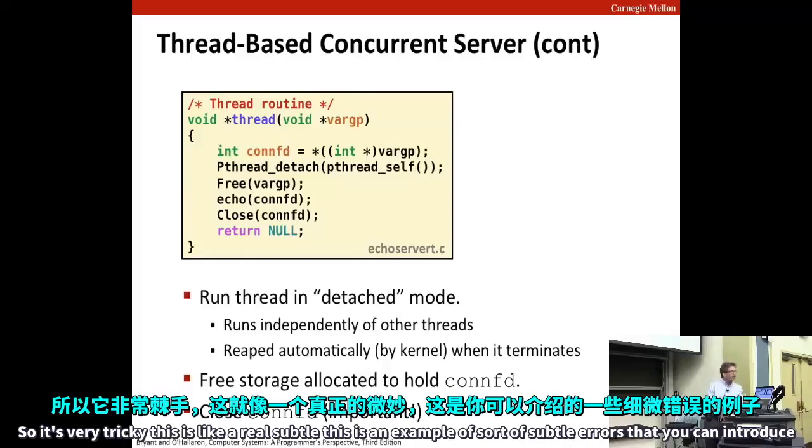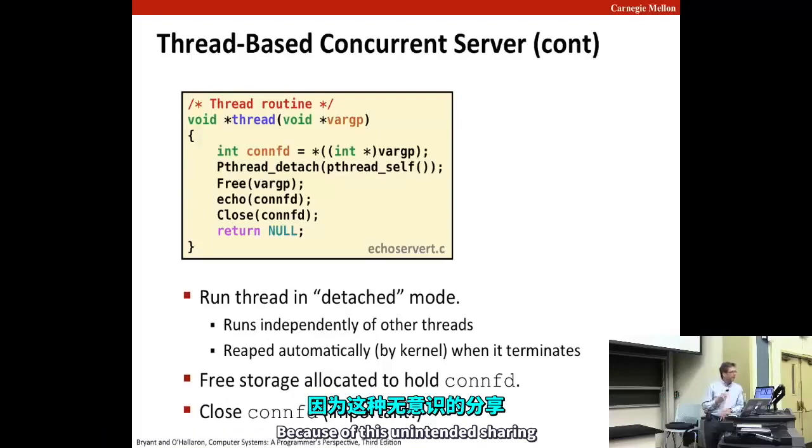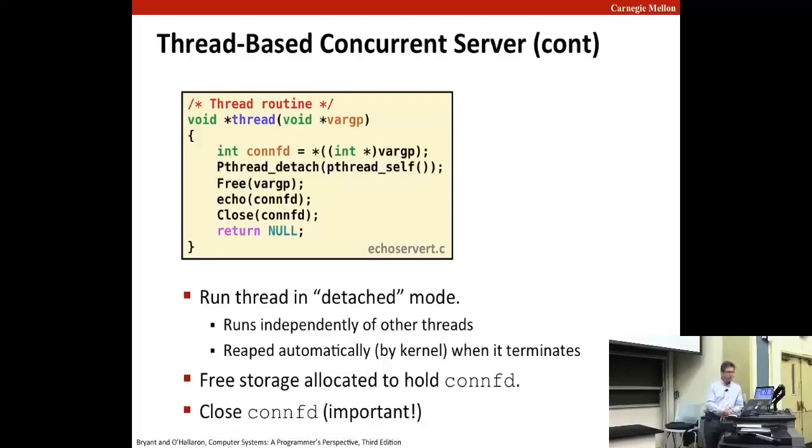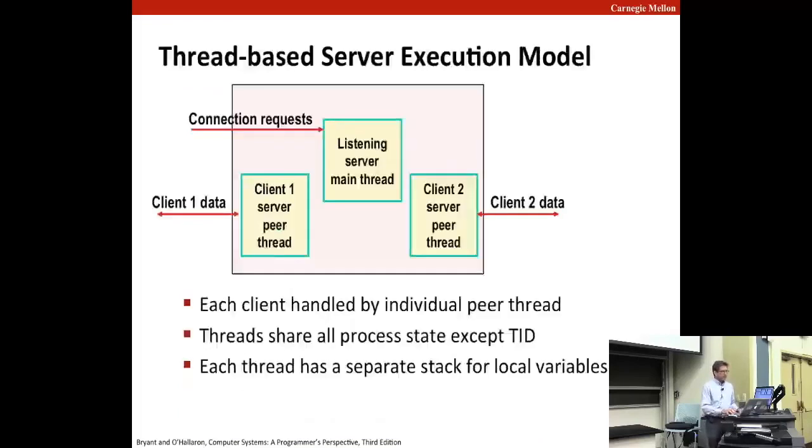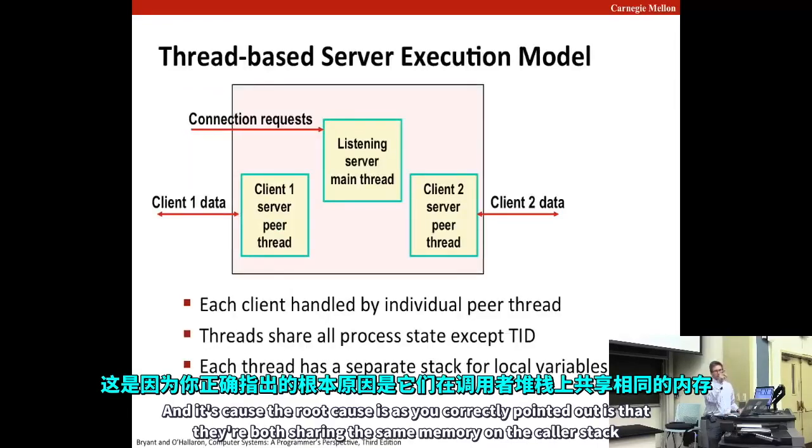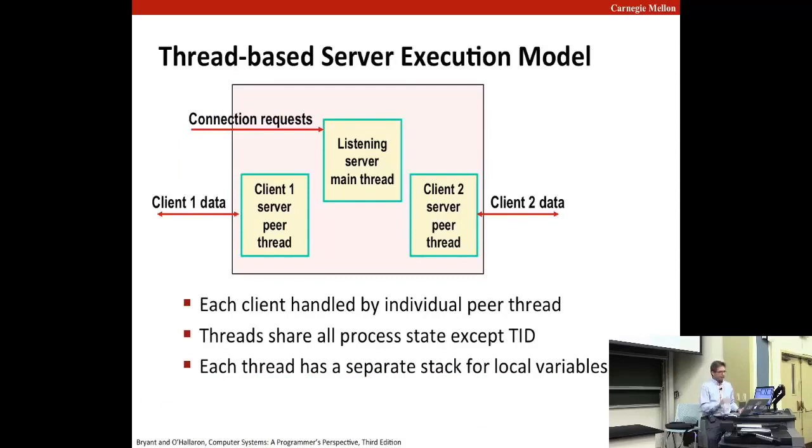So it's very tricky. This is an example of the subtle errors that you can introduce because of this unintended sharing. And the root cause, as you correctly pointed out, is that they're both sharing the same memory on the caller stack. Yes? You're saying the malloc is essential?